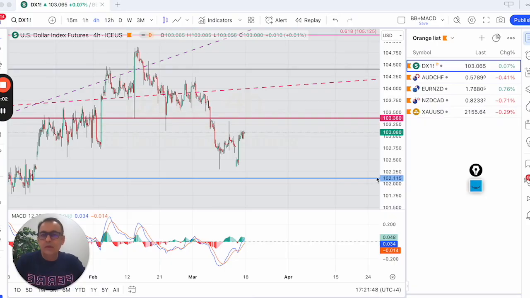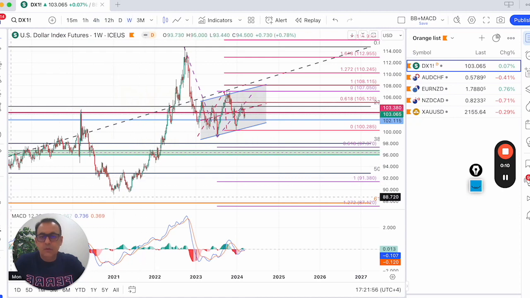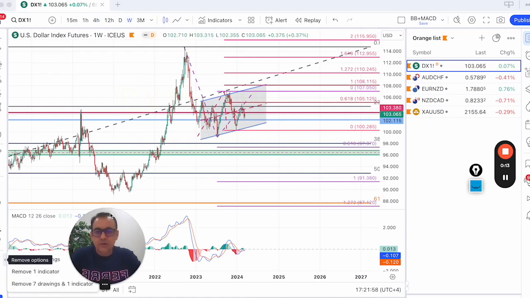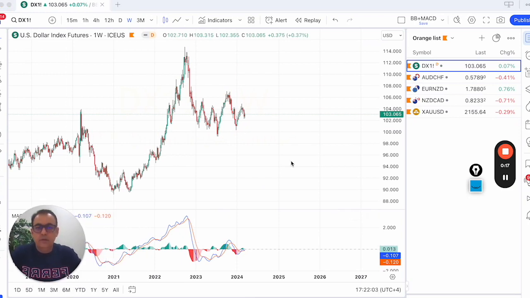So let's begin the analysis with dollar index. And here I am on dollar index chart. I'm going to change it to weekly time frame, and I need to clean up the chart. So here's the weekly time frame chart in front of us, turning into a line chart.